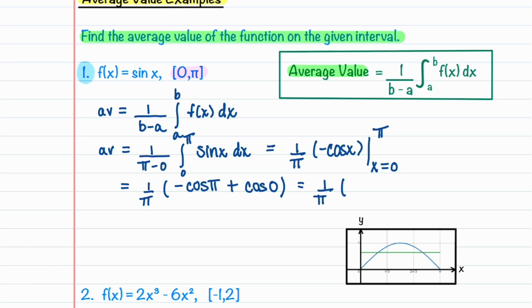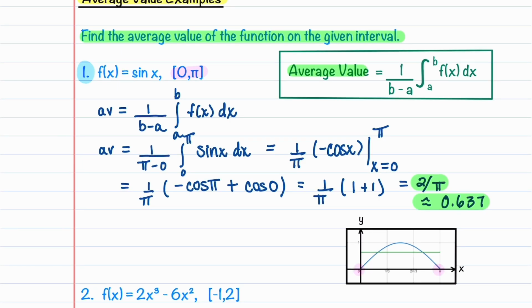Cosine of pi is negative 1, so this is minus a negative 1, which gives us a positive 1, and then cosine of 0 is 1, so we get an answer of 2 divided by pi. This is approximately 0.637. So we have an exact answer and an approximate answer. We can understand our answer better by looking at this graph down here on the right. The blue curve is the function f of x is equal to sine x from x is 0 to x is pi, and the green line is our average value.